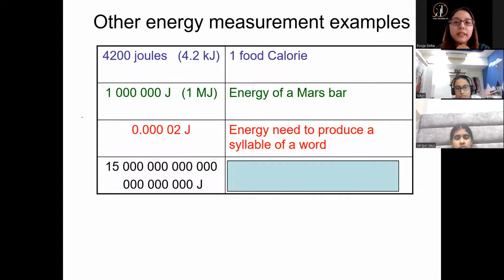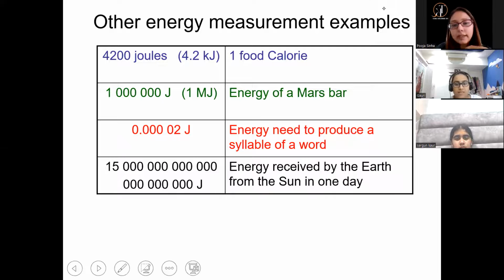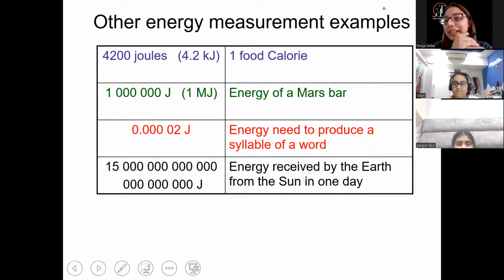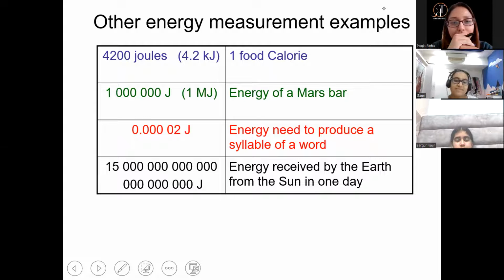This is just a kind of comparison. Now look, how many joules is this? It's very small, right? Joule is not a very big unit. So this value is very small, smaller than 1. Energy needed to produce a syllable of a word. That is the energy that you spend when you say 1 syllable. This is the amount of energy that you utilize. That's too little, right? Then comes so many zeros.